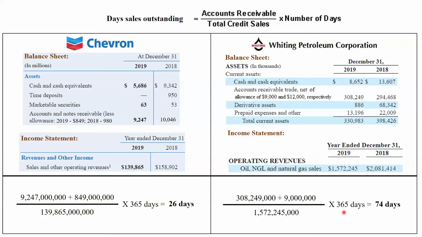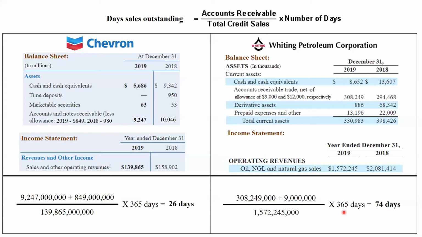Another interpretation could be that Chevron has high bargaining power. So they're a large supplier of oil and gas. So when they are dealing with their customers who purchase oil and gas, their customers are in a weaker bargaining position, and they might be more willing to offer more generous payment terms to Chevron, paying Chevron more quickly. Whereas Whiting doesn't have much bargaining power with their customers because they're a small provider, they're a small supplier.